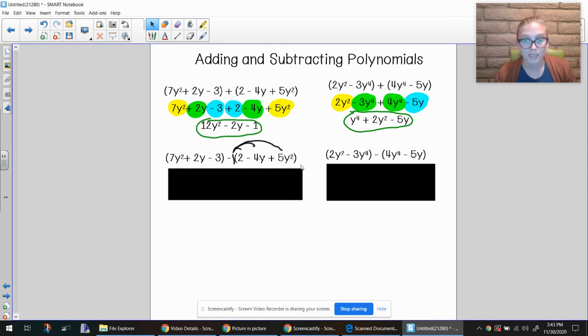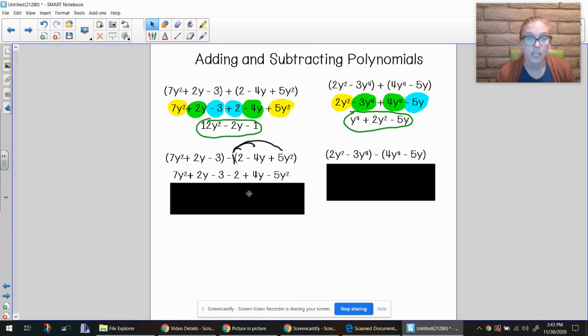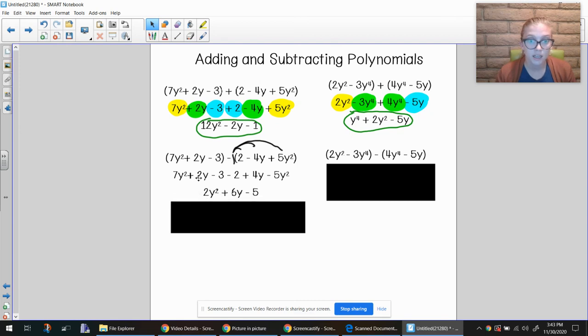When we multiply each piece by negative 1, each term by negative 1, we are just going to change its sign. So 7y squared plus 2y minus 3 minus 2 plus 4y minus 5y squared. So I change the sign of the positive 2, the negative 4, and the positive 5. After that, 7y squared minus 5y squared is 2y squared. 2y plus 4y is 6y, minus 5.